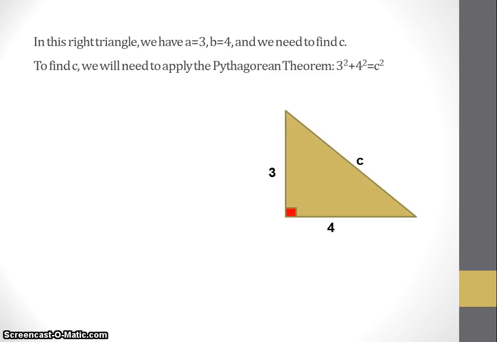In this right triangle, we have a equals 3, b equals 4, and we need to find c. To find c, we will need to apply the Pythagorean theorem. 3 squared plus 4 squared equals c squared. 9 plus 16 equals c squared. 25 equals c squared, and we take the square root for both sides. We have c equals 5.